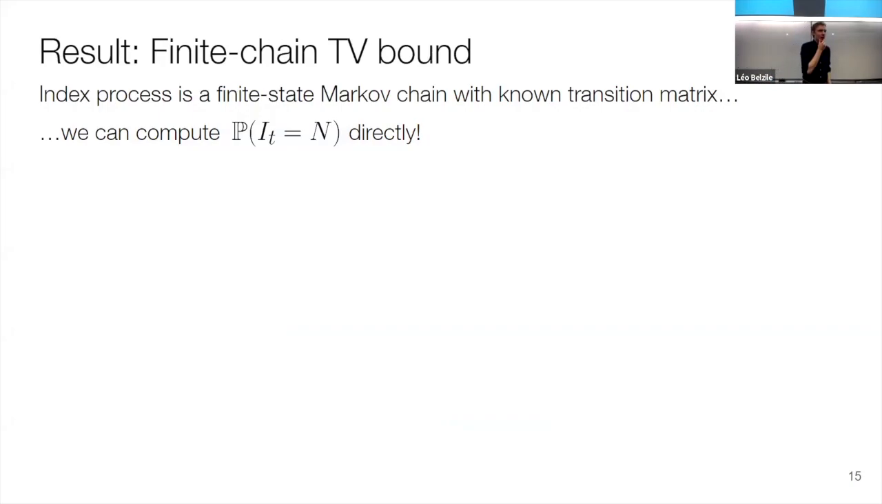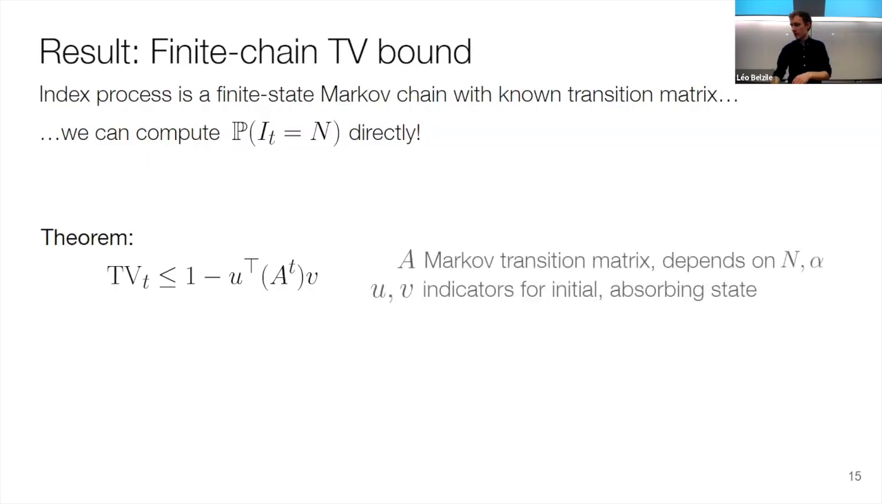The index process I've now characterized as a finite state Markov chain with a transition matrix. Welcome to Markov chains 101, right? I can compute the probability that I'm in that absorbing state directly. Indeed, the total variation at time t is bounded above by 1 minus u transpose A to the power t times v, where A is precisely my Markov transition matrix for this discrete process. A depends on the number of chains n and the acceptance probability alpha. u and v are indicators for my initial state and my absorbing state, right? That's where I start, and where I want to evaluate the final absorbing probability.